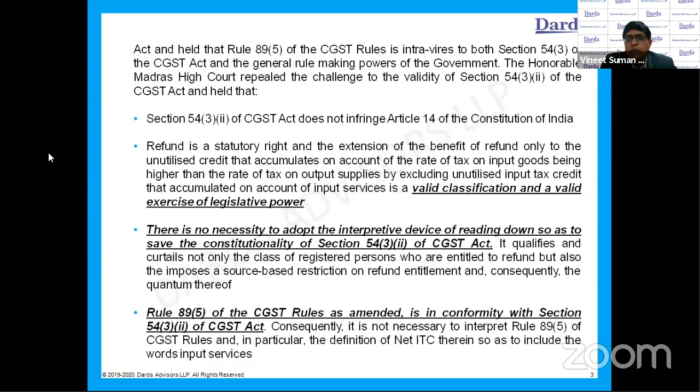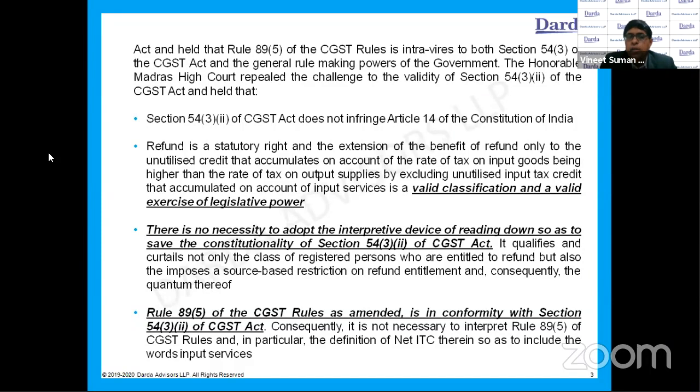So as per them, it's a valid classification and a valid exercise of legislative power by which the section itself restricts the refund of input services. So there is no question of looking into 89(5). Another point which they mentioned is that there is no necessity to adopt an interpretive definition so as to save the constitutionality of Section 54(3). So it means the rule is not overriding the Act. Since the section itself is putting the restriction, the question of the rule overriding does not arise.